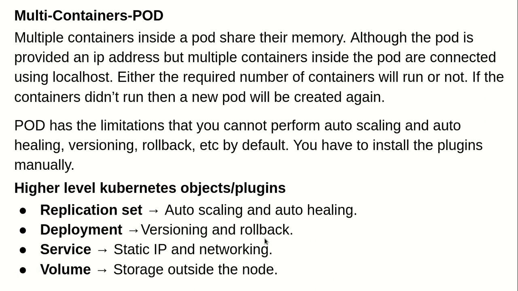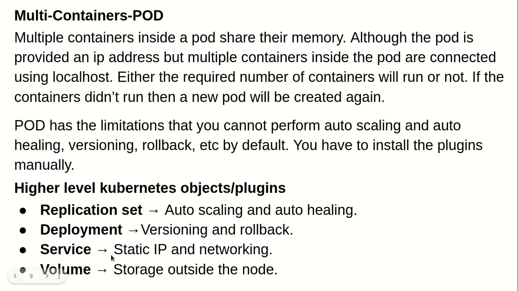All right. So the service. A service is a higher level Kubernetes object that will basically assign a static IP address, because the pod has a dynamic IP address that will be created every time. So if you want to assign a specific static IP address, you will install the service for it.